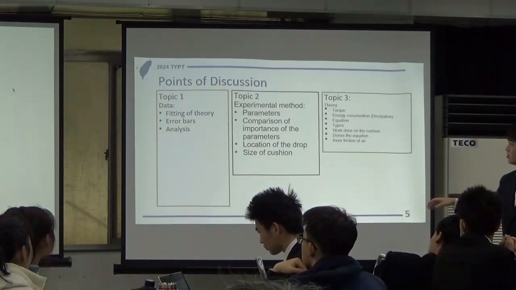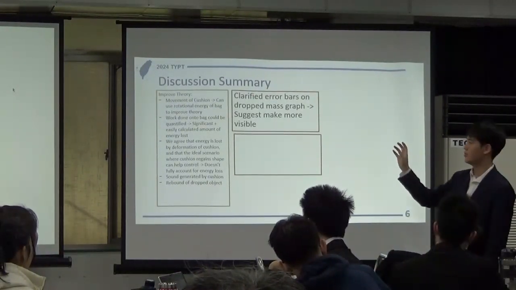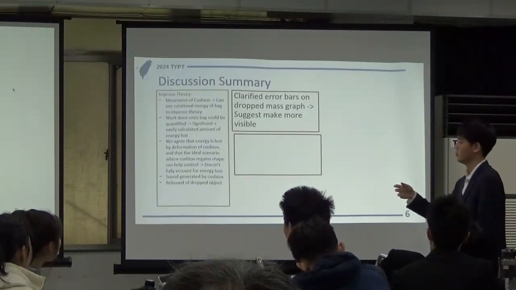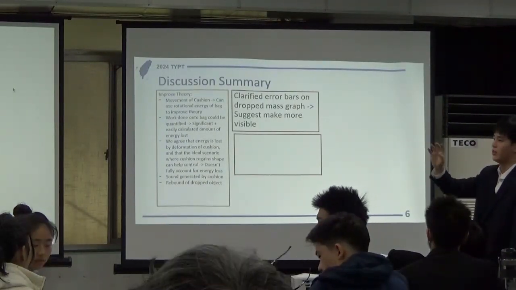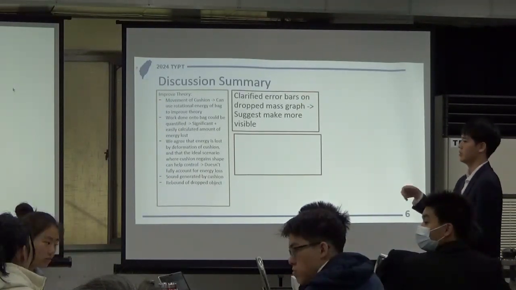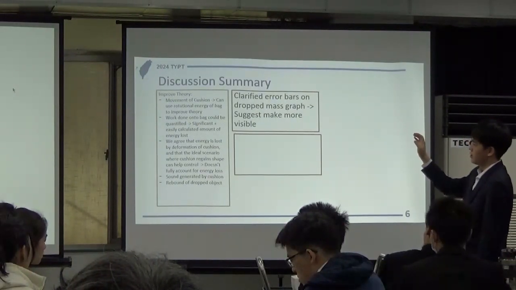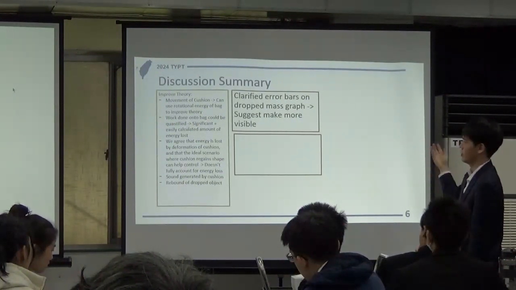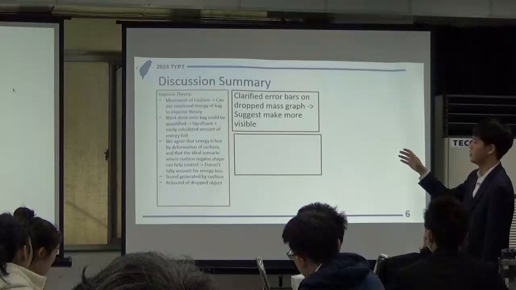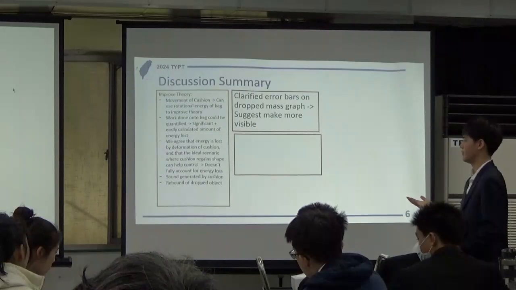So this is the summary of the discussion, and we mostly focus on your theoretical model. To improve the theory, I recommended they consider the work done on the cushion to be quantified, as you can see in that blackboard. And also they can consider rotational kinetic energy, which will be an important factor to consider this phenomenon. We also talked about movement in the cushion, and you can also consider rotational energy for that. And we agree that energy is lost by deformation of the cushion, where the ideal scenario where the cushion regains shape can help control the phenomena of deceleration.